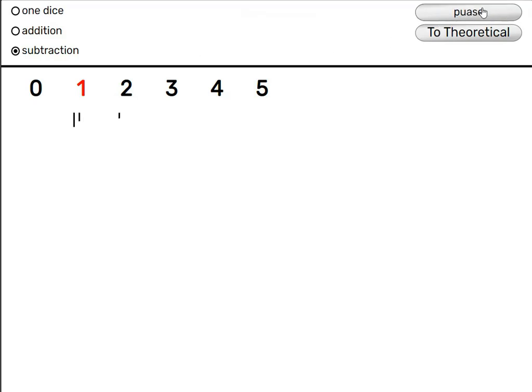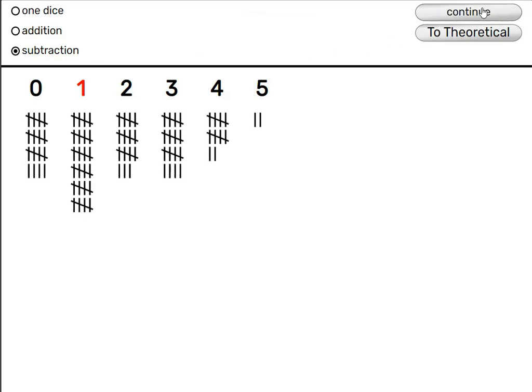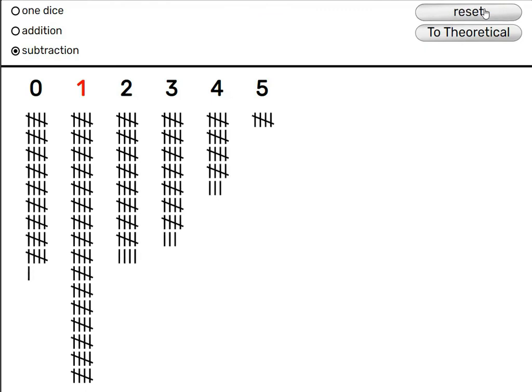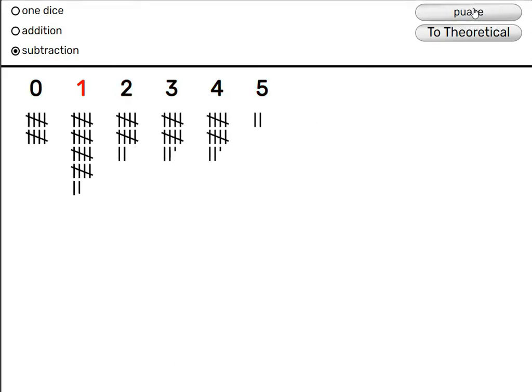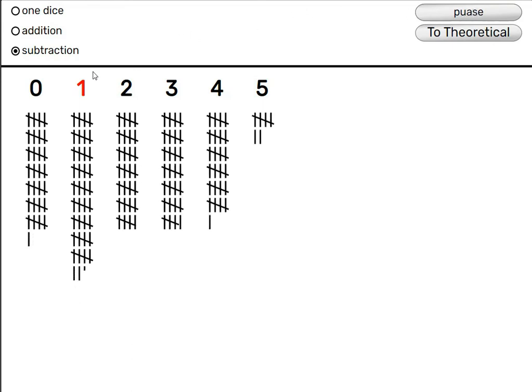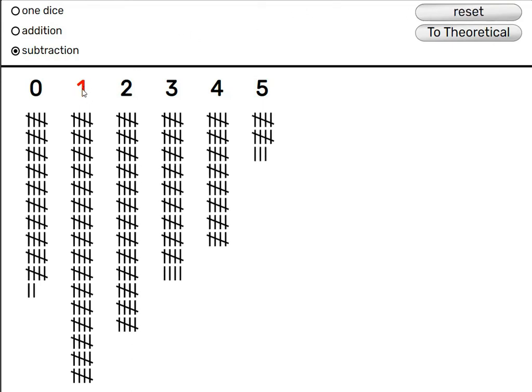Let's do the race here. We stop and see that 1 is in the lead. We continue, and we see the lead is fairly dramatic. Let's reset and do it again. 1 is continuously in the lead, and we get a nice pattern.